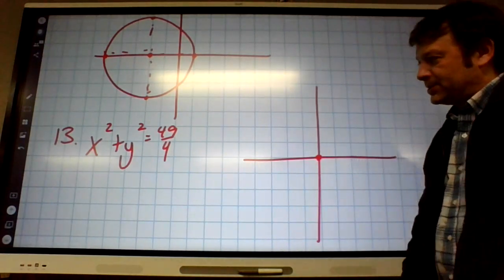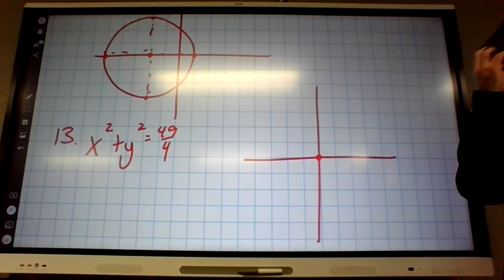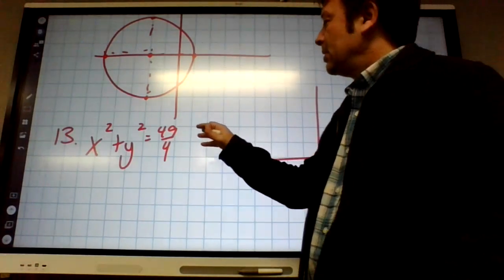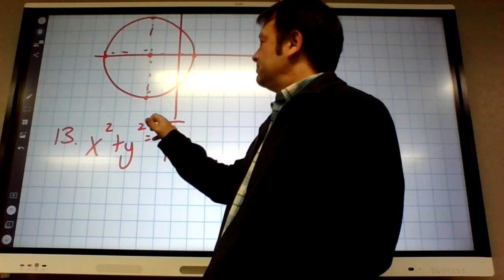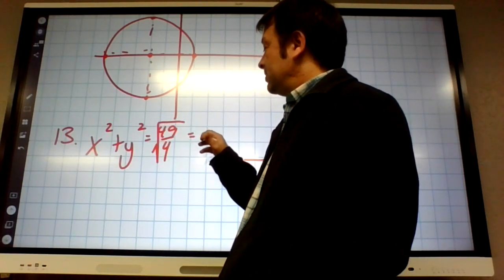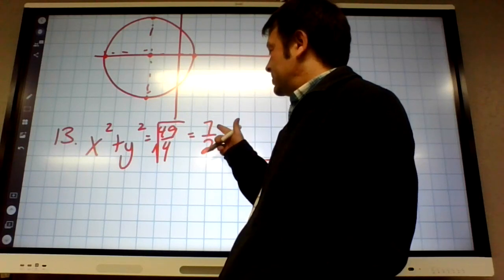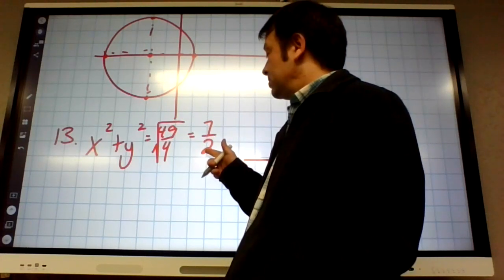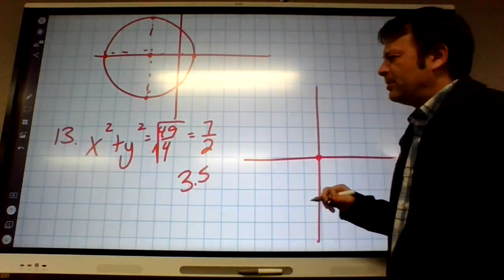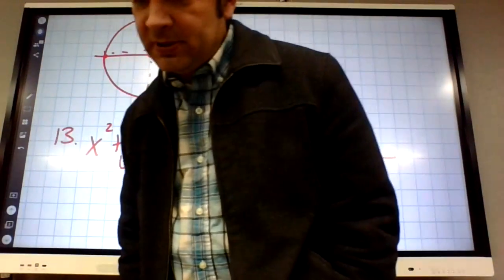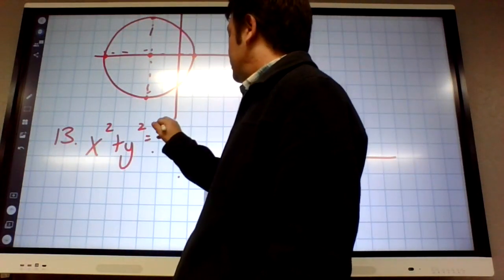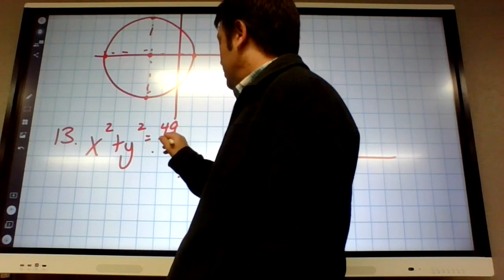But what is the radius? That would be a 7? Well, that's part of it. 7 over 2. What's 7 divided by 2? 3.5. Wait, did I copy this wrong? Yeah, I copied it wrong. This is supposed to be 49 over 9.